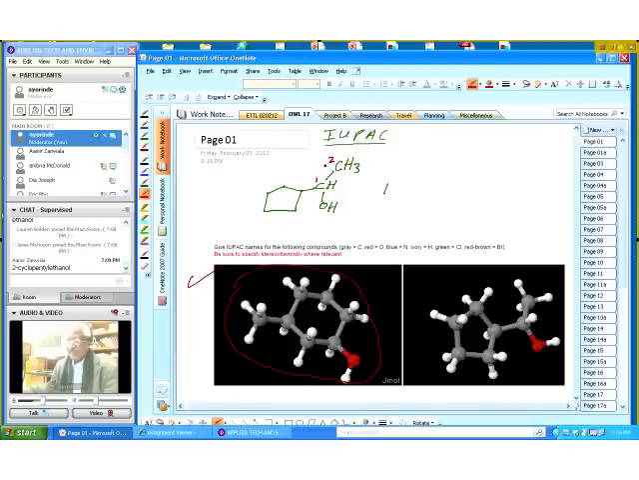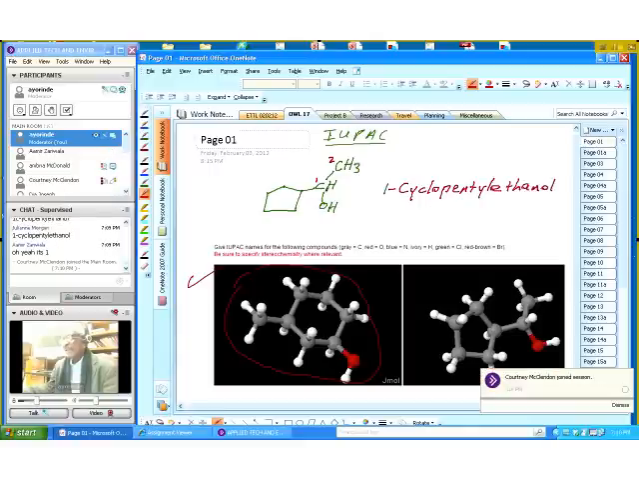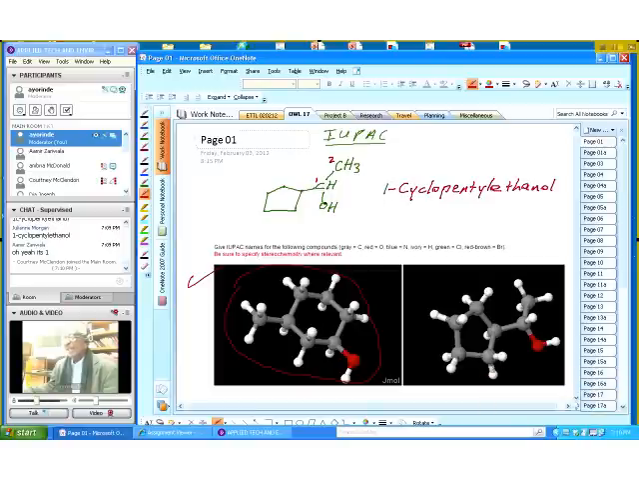Okay, and that is this ring right here. It is in the 1 position, and then we have ethanol. Keep in mind, we did not have to indicate the position of the hydroxy group, because here we only have 2 carbon atoms, and since we already say that this is position number 1, by saying 1 cyclopentyl, that means that the hydroxy group is also attached to that carbon.